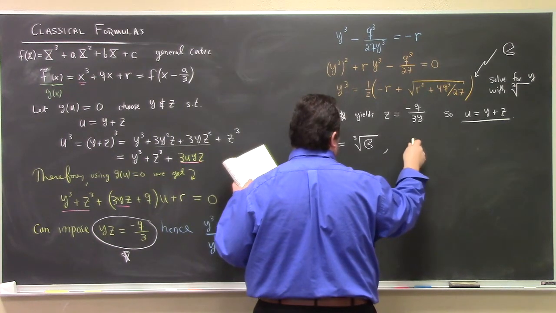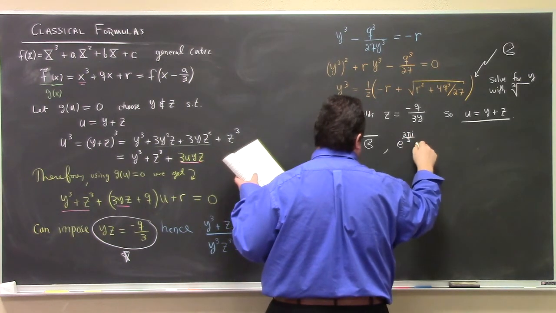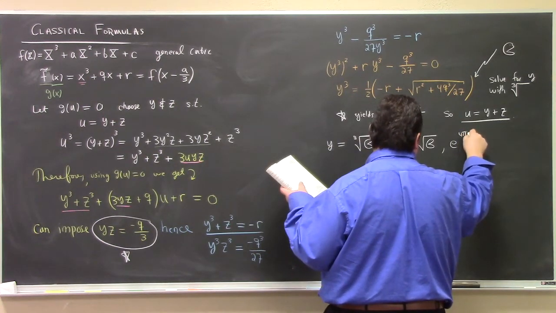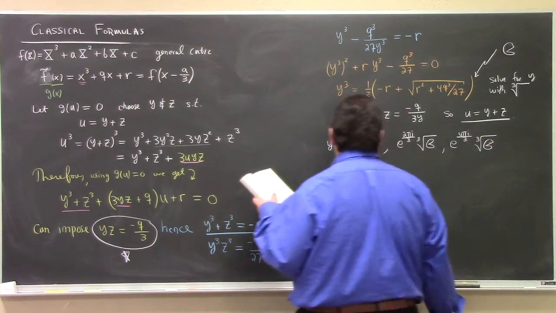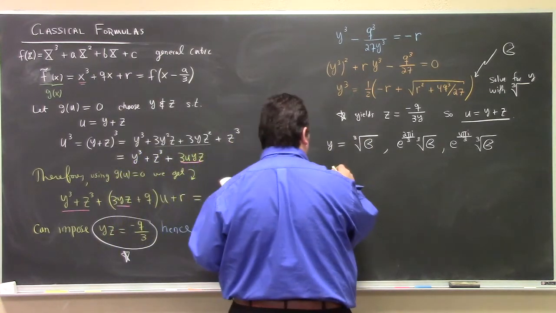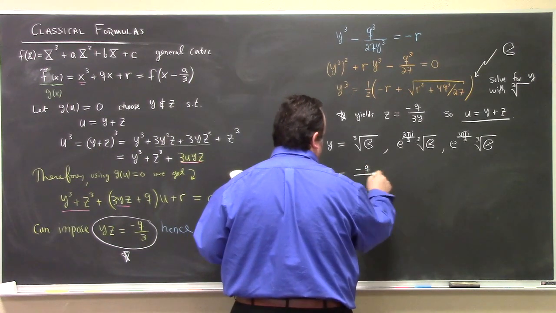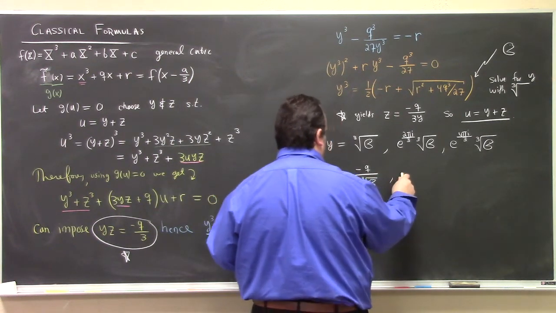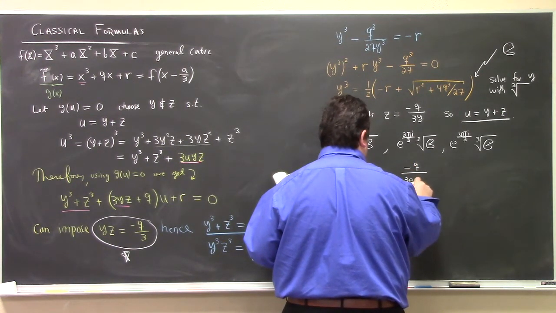Or, what else could you do? You could do e to the 2 pi i over 3 times the cube root of Pac-Man, right? Or you could do e to the 4 pi i over 3 times the cube root of Pac-Man. These are all solutions of y cubed equal to that, right? And what are the corresponding z's? So z is minus q divided by 3 cube root of Pac-Man, or minus q divided by 3 e to the 2 pi i over 3.